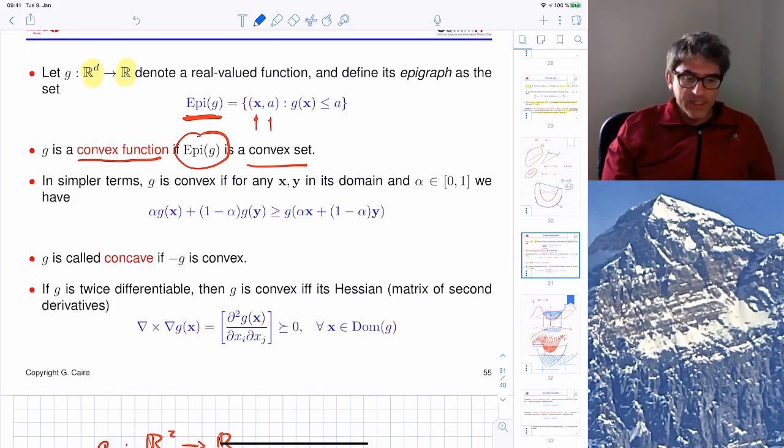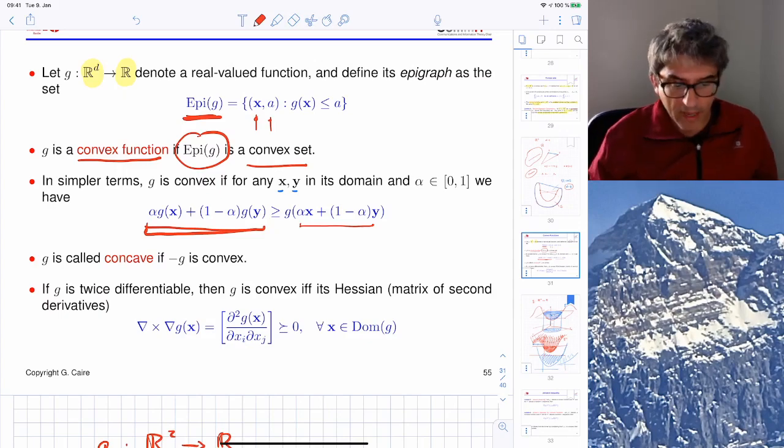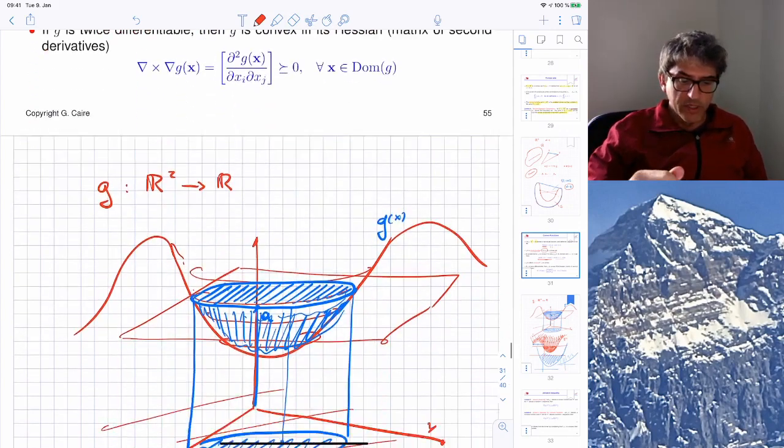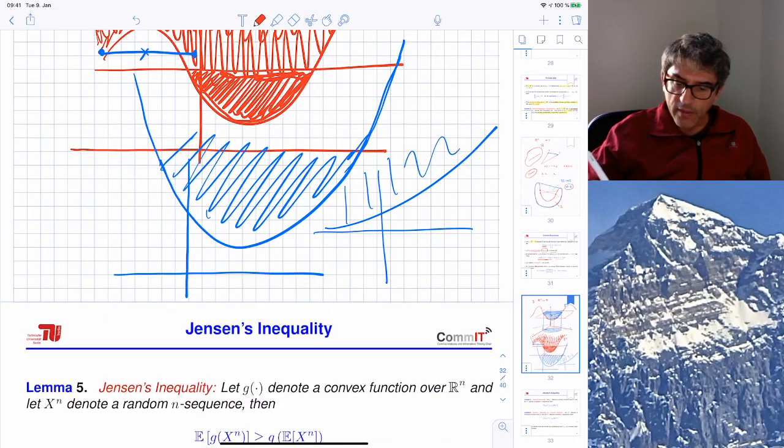In simpler terms, we can say that for convex functions, for any argument x and y in the domain, the convex combination alpha g(x) plus 1 minus alpha g(y) is greater or equal than the function of the convex combination, g of alpha x plus 1 minus alpha y. You see it immediately in a plot like this. Let me do another qualitative plot.